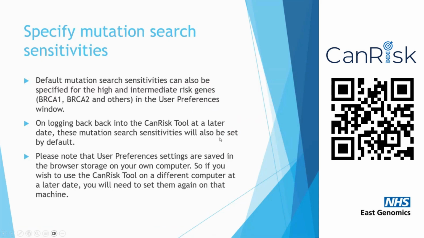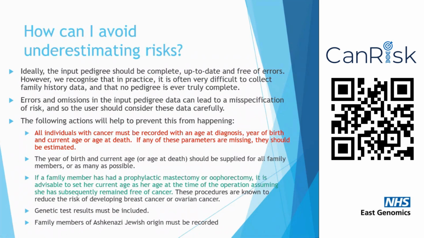How can I avoid underestimating the risk using CanRisk? So ideally put in as much information as you possibly can. That will help you to make sure that the information is as accurate as possible. We've talked about estimating people's ages, but really try to do that, and really try to estimate the age at death if you haven't got those exact figures.